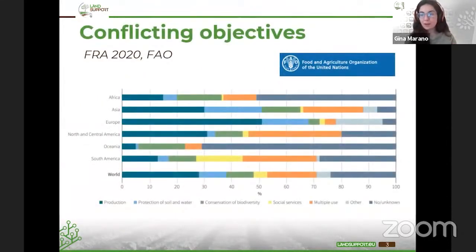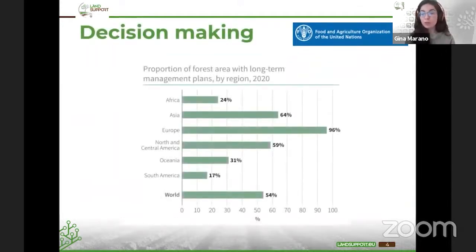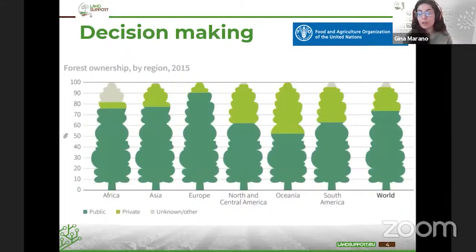So all in all, as the Global Forest Resources Assessment has taught us, the objectives can be very conflicting. We see in Europe that we mostly prioritize forest production, and therefore we want to manage quite a lot. So circa 96% of the forest area in Europe is covered by forest management plans, but who is managing? Often the public sector in Europe, for instance, is the main actor.